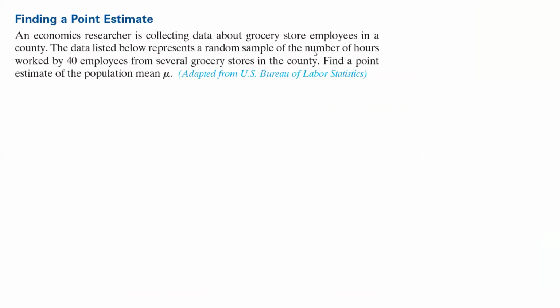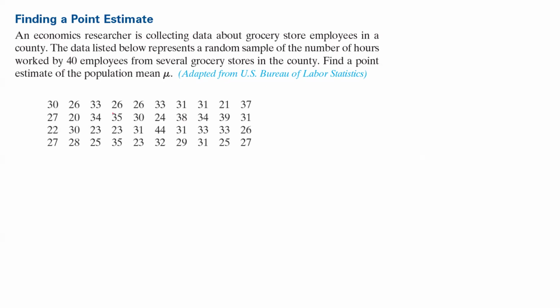Now suppose I ask you to find a point estimate for population mean. An econ researcher is collecting data about grocery store employees in a county. The data listed below represents a random sample of the number of hours worked by 40 employees from different grocery stores in the county. The question says, find a point estimate for population mean. So what do we have here? We have a bunch of data: 30 hours, 26 hours, 34 hours, 31 hours, 31 hours.